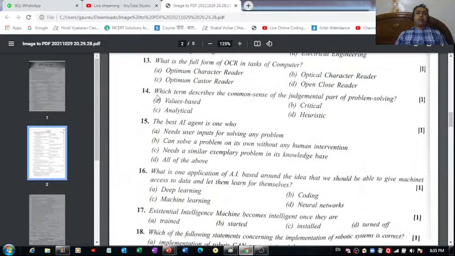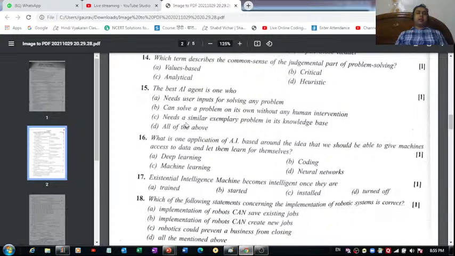Question number 14 is, which term describes the common sense of the judgmental part of problem scoping? So is it value based, critical, analytical, heuristic? So the correct answer of this one is heuristic, right?